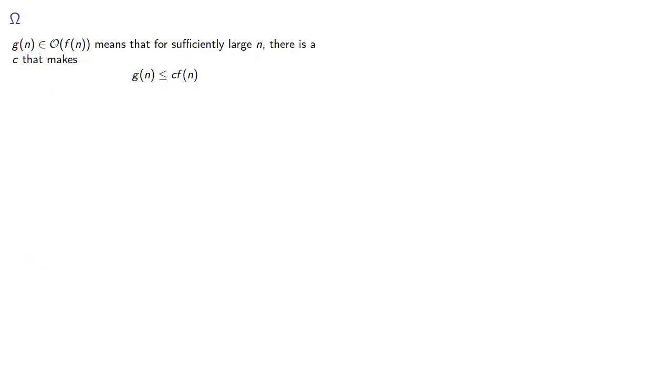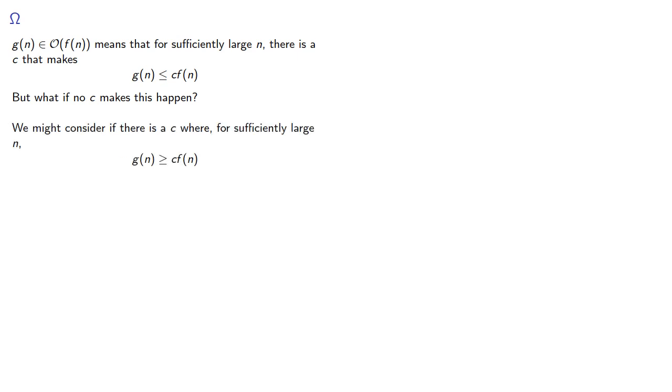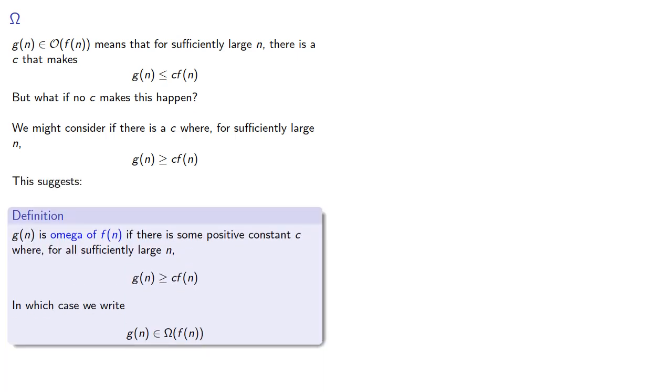Now, g of n being big O of f of n means that for sufficiently large n, there's some constant that makes g of n less than or equal to c f of n. But what if no c makes this happen? We might consider if there's a c where, for sufficiently large n, g of n is always bigger than c times f of n. And this suggests the following. g of n is omega of f of n if there's some positive constant c where, for all sufficiently large n, g of n is greater than or equal to c times f of n, in which case we write g of n is omega of f of n.